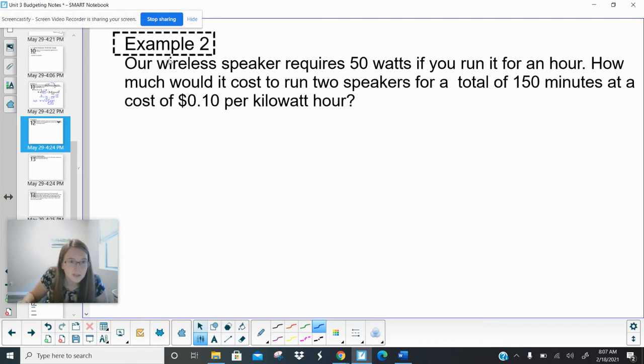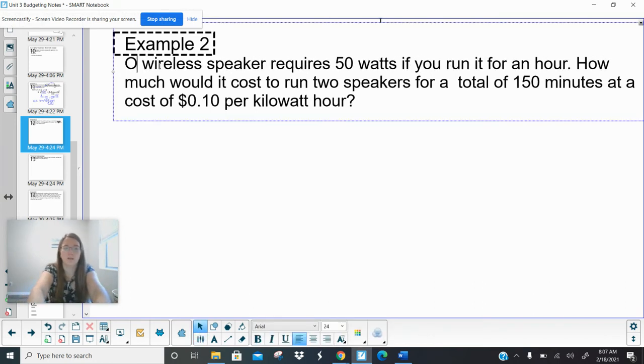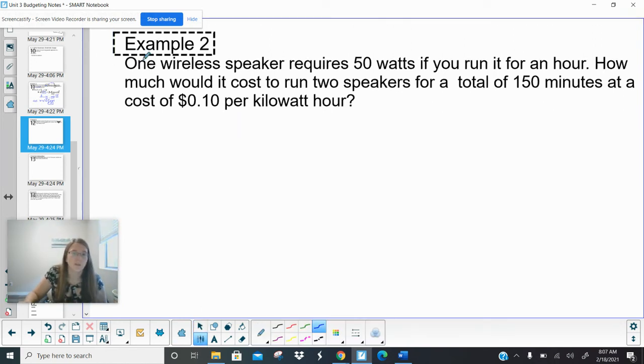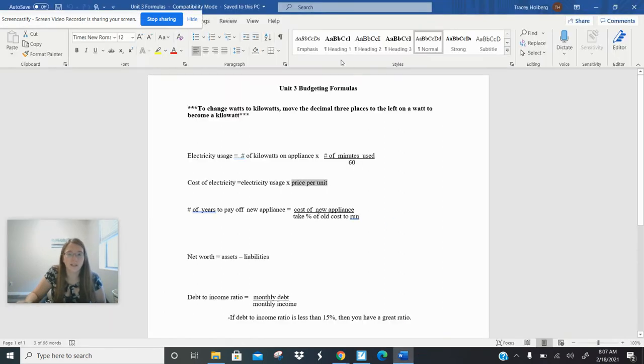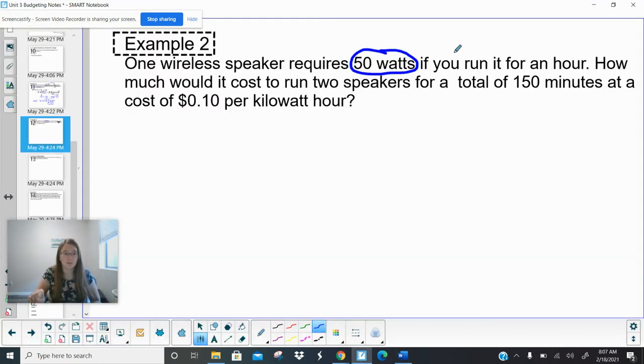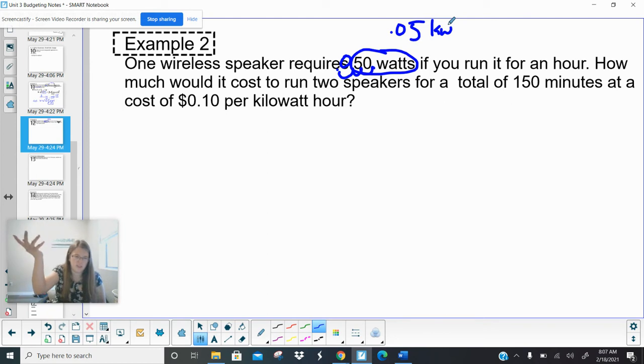Oh, whoops, this is a typo. This should say 1. So 1 wireless speaker requires 50 watts. Pause. Read again what it says in your formula sheet to do. Change that to a kilowatt. Where's the decimal? Move it 3 times to the left. Okay, so here's the decimal. I need 1, 2, 3, which means I need to add a 0. So this is 0.05 kilowatts. I need to move it 3 times, right? And it's 50, so it goes up. I need to add a 0.